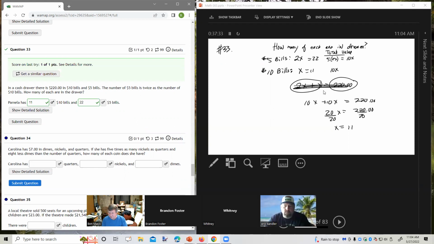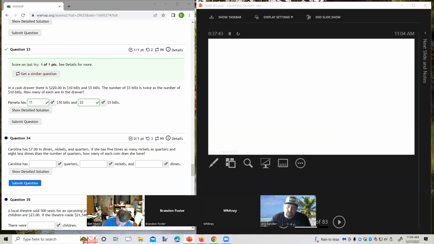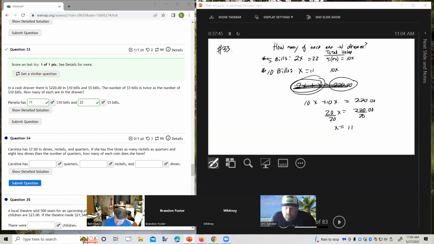Okay, let's go back for a minute, because I didn't do it really straightforward. It took me a minute to figure out what to do here. So are you understanding why I went with a total value? This initial thing that I wrote, 2X plus X, that's the number of bills, but $220, that's the value. And so those aren't equal things. I had to have the value equals the value.